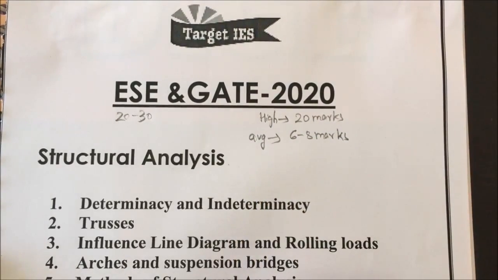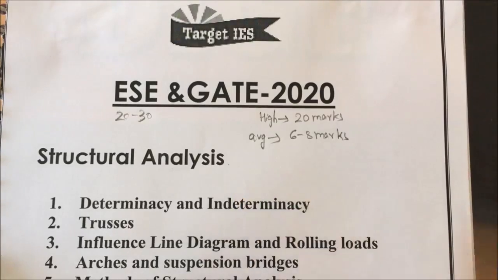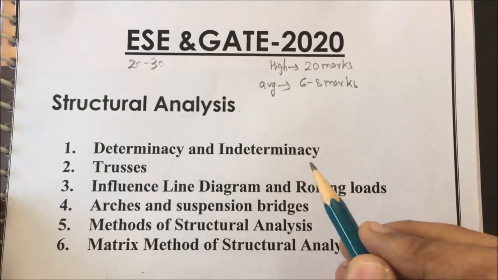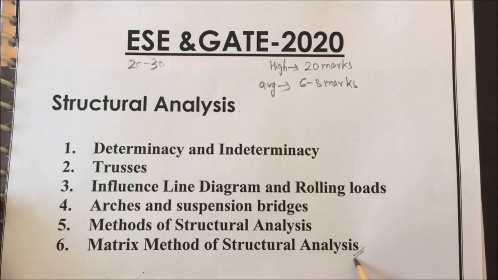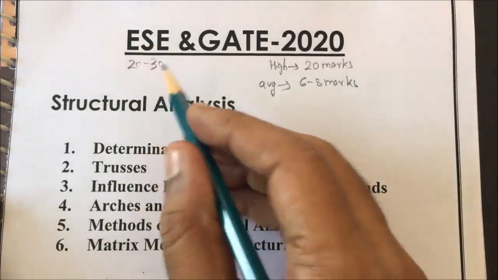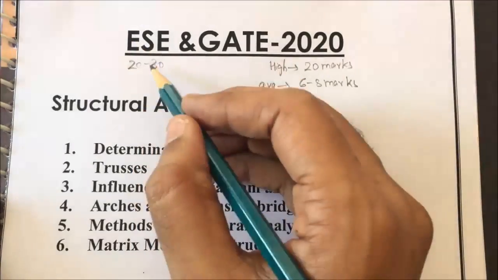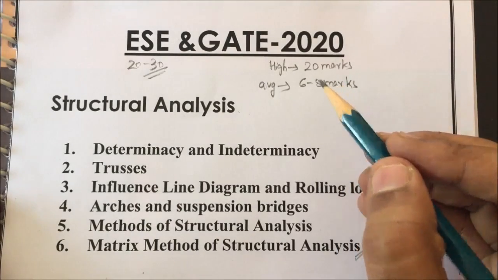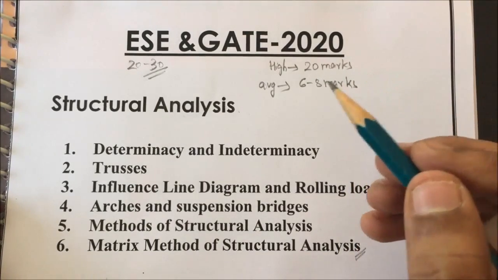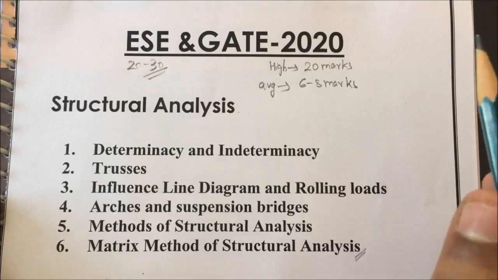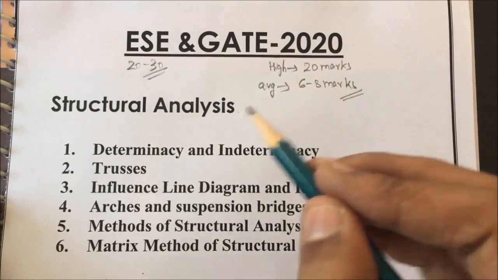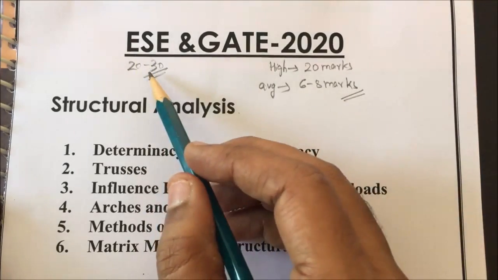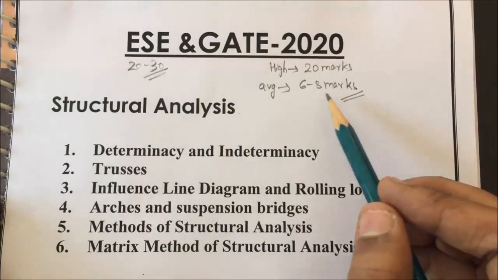But the very good advantage of this subject is it has only 6 chapters, and if you are listening to my videos, at the end of all 6 chapters you will be perfect in all the ESE and GATE questions, and you will be scoring full marks. There is no chance that you will be skipping any question or making any mistake. If you complete this package, 100% chances are there you will score 30 out of 30 marks in ESE, and 6 or 8 out of 8 marks in GATE.